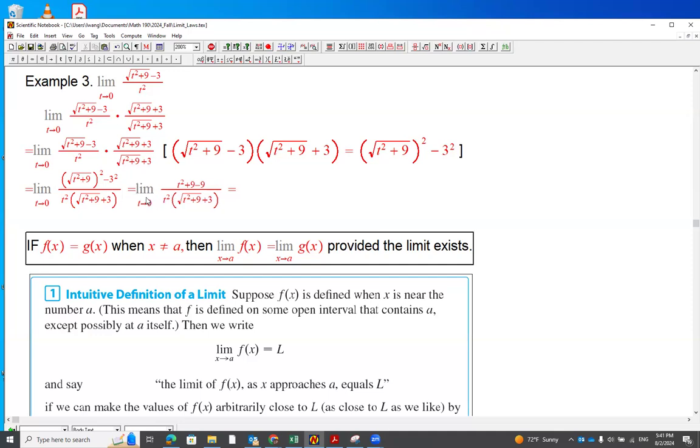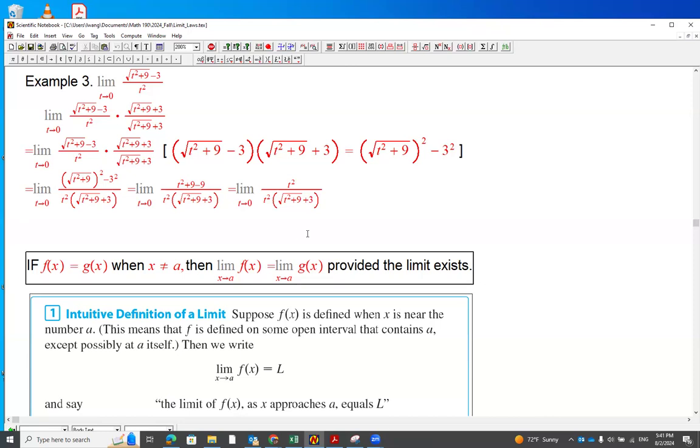In the next step, 9 minus 9 is reduced, and we get t squared over t squared that can be reduced. Can we reduce that? Well, t is approaching 0, but is not 0. If t is not 0, t squared is not 0. If t squared is not 0, we can reduce them. And by this time, we got this.